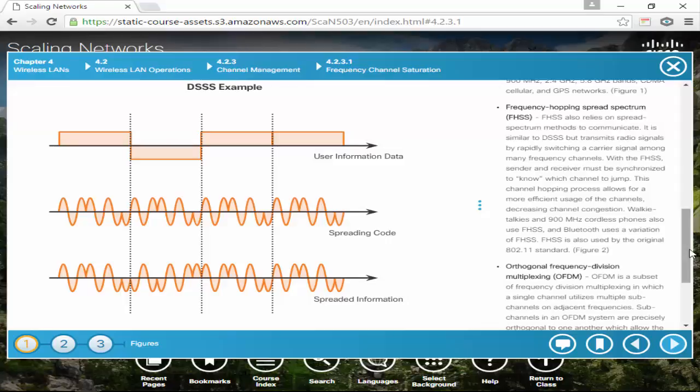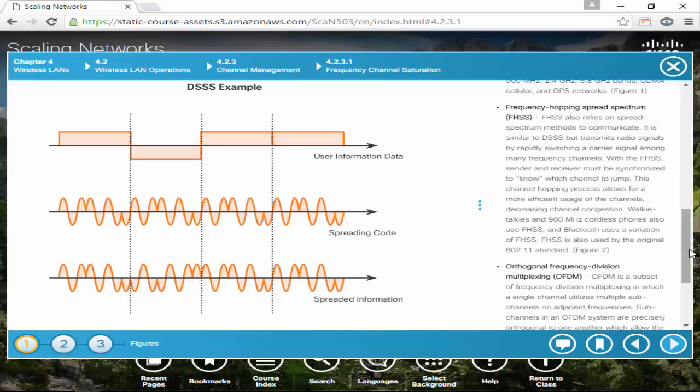FHSS, frequency hopping spread spectrum. FHSS also relies on spread spectrum methods to communicate. It is similar to DSS, but transmits radio signals by rapidly switching a carrier signal among many frequency channels. With FHSS, sender and receiver must be synchronized to know which channel to jump.